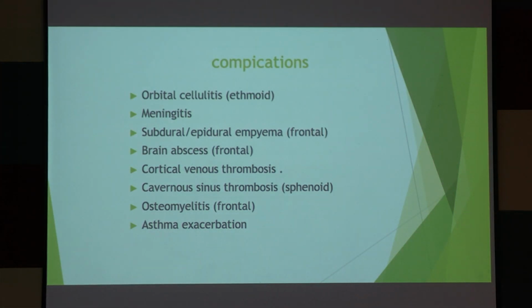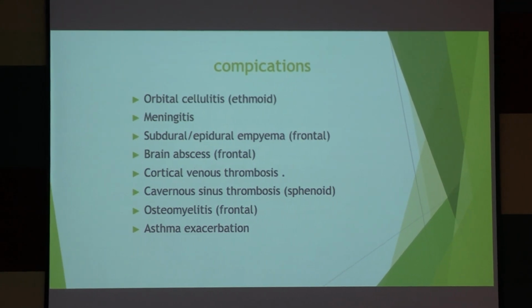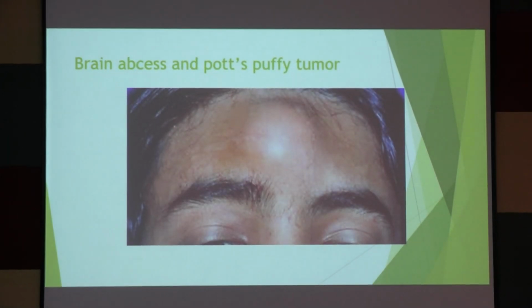What are the complications? Again, orbit can be infected, orbital cellulitis. You can have meningitis if it goes above to the brain. You can have epidural empyema, even brain abscess, cortical venous thrombosis, cavernous venous thrombosis, osteomyelitis, and all the patients of rhinosinusitis with high allergy level, they mostly have bronchial asthma. It's a common airway disease.